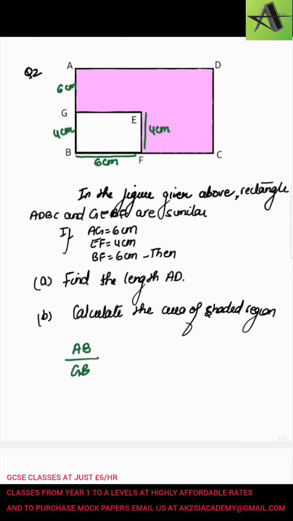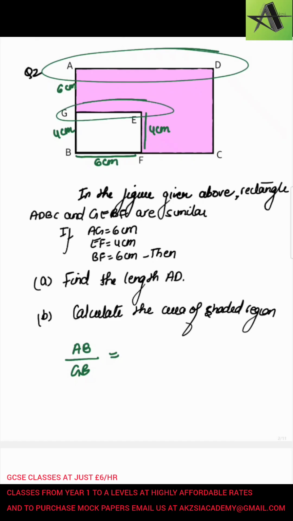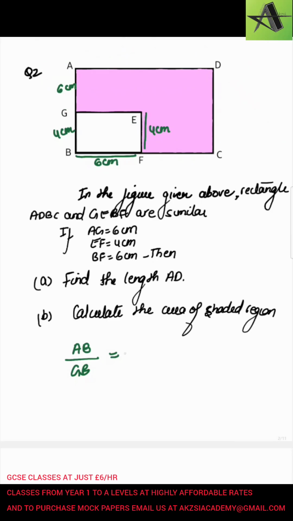So AB over GB is equal to the ratio of the other corresponding sides, because we have to calculate the length of AD. If I'm calculating the length of this one, this would be my corresponding side. BF is given as 6 centimeters, so applying the same thing, that opposite sides of a rectangle are equal, this is also going to be 6 centimeters. That means I have to take AD over GE.